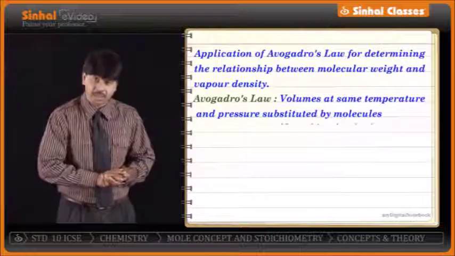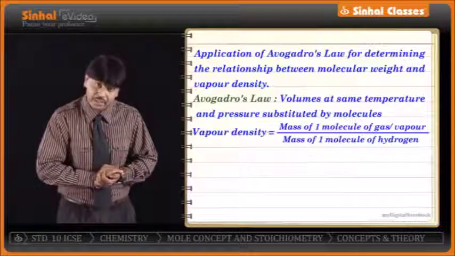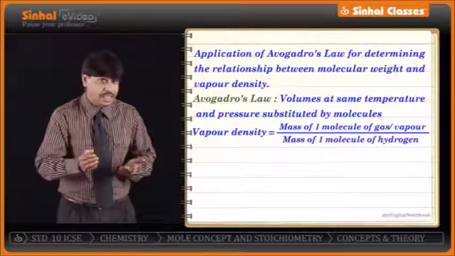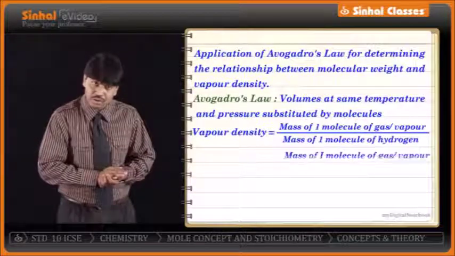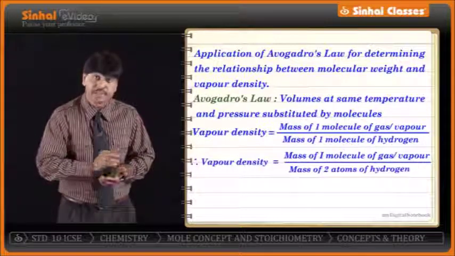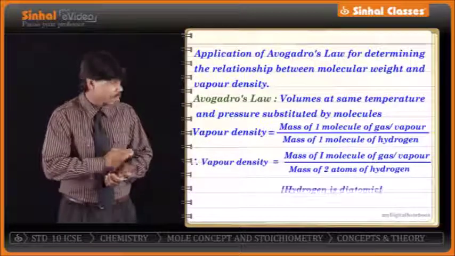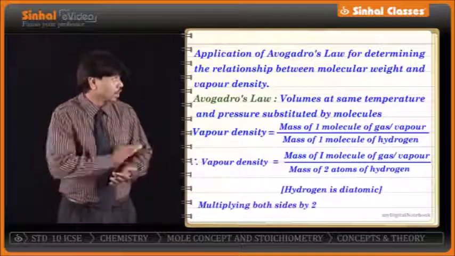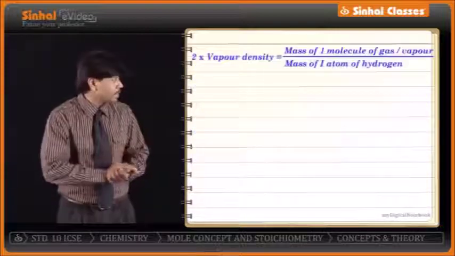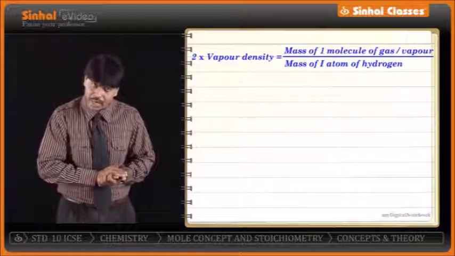So, vapor density will become a mass of one molecule of a gas upon mass of one molecule of hydrogen. But as we know, mass of one molecule of hydrogen is nothing else but mass of two atoms of hydrogen. So replacing the mass of one molecule of hydrogen by the mass of two atoms of hydrogen, we get vapor density is equal to mass of one molecule of a gas or vapors upon mass of two atoms of hydrogen. Now multiplying both the sides by 2, we will get 2 into vapor density is equal to mass of one molecule of any gas upon mass of one atom of hydrogen.